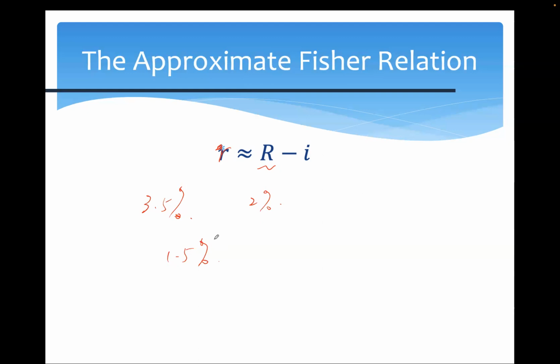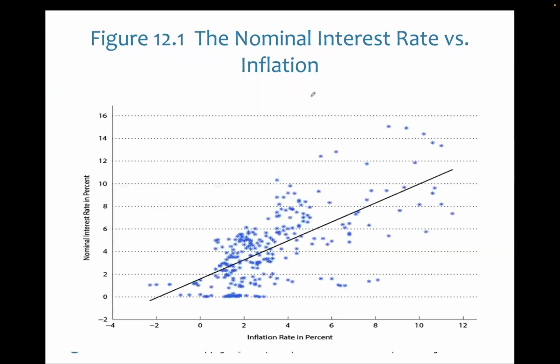But if you write this slightly differently, you can also have, as pure algebra, nominal R roughly equal to r plus i. So this suggests the nominal interest rate is going to be positively correlated with inflation.